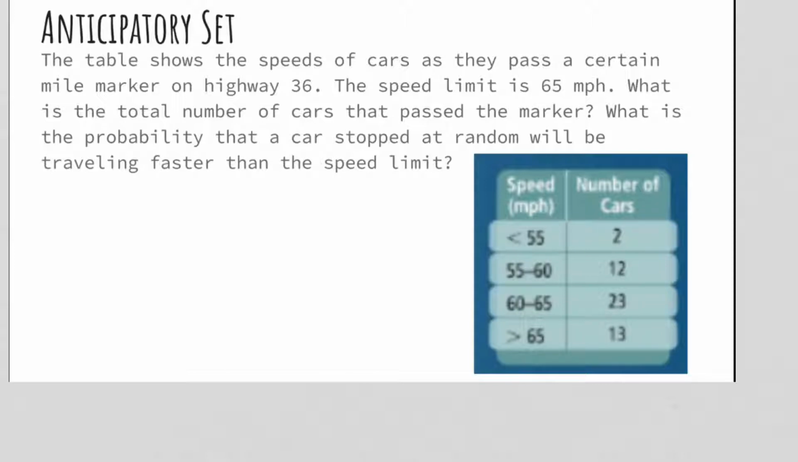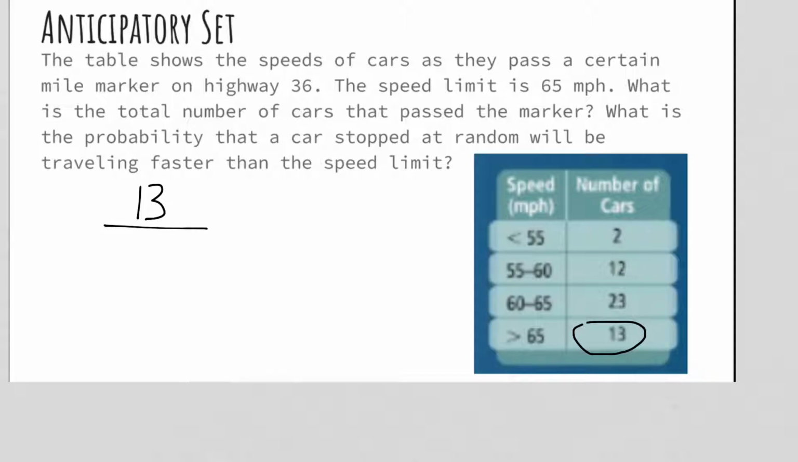Okay, so we want to find the total number of cars that pass the marker of the speed limit 65. If I take a look at the table right here, this number is telling me 13 cars were over 65 miles per hour. What's the probability that a car stopped at random will be traveling faster than the speed limit? So I would take my 13 divided by the total amount of cars.